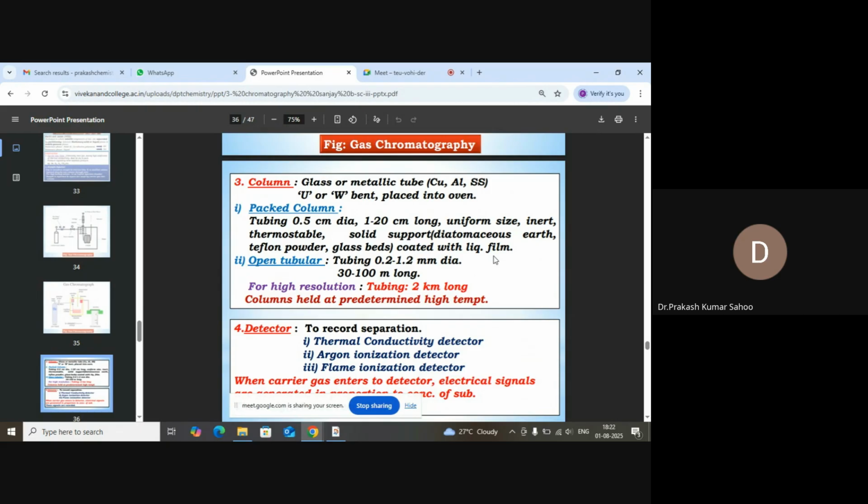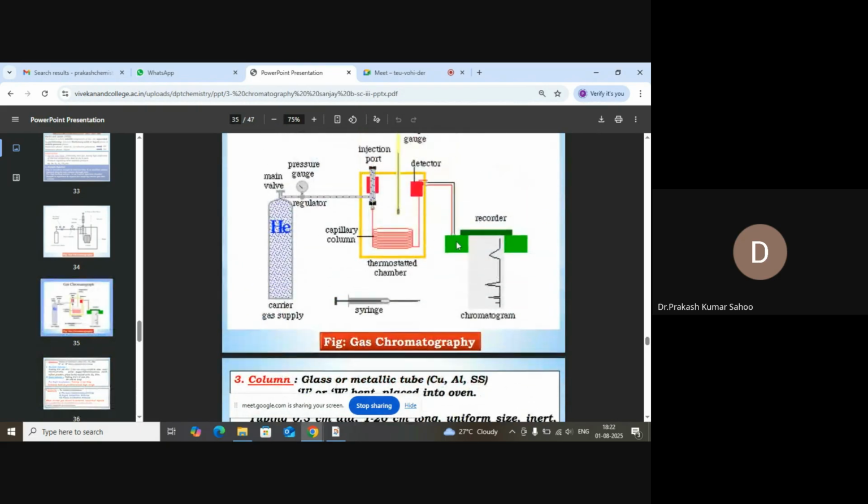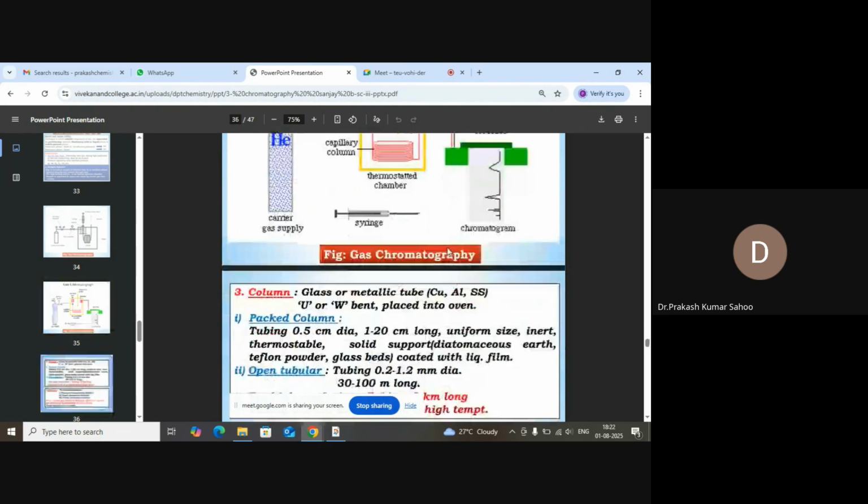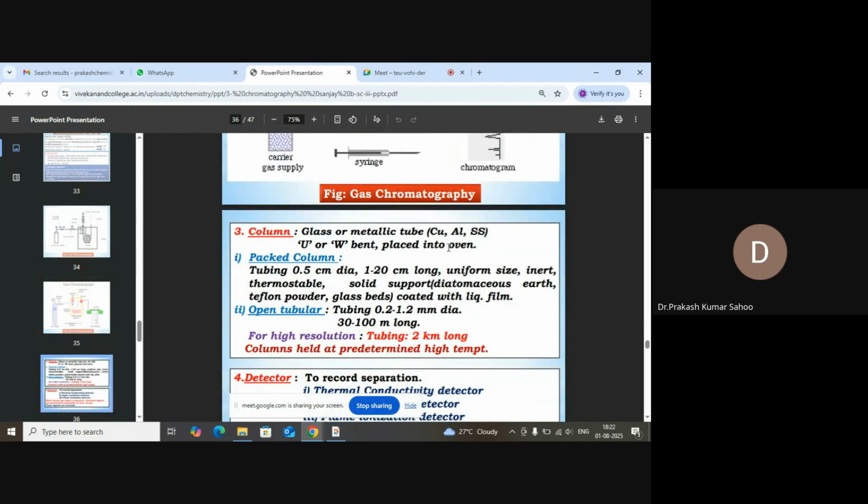So the column used. This is the column. This column is made up of glass or a metallic tube, which is copper, aluminum, or stainless steel. It is U or W bent, placed into the oven. So it is a U shape or W bent shape, which is placed in the oven. Number one is the packed column. It is tubing 0.5 centimeter diameter, 1 to 20 centimeter long. It has uniform size. It is inert.